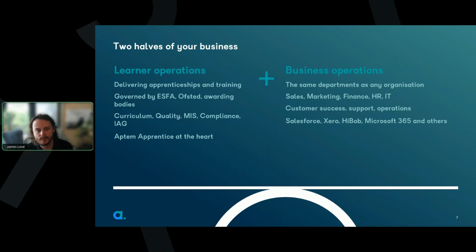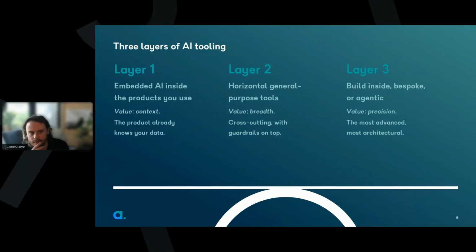When it comes to AI tooling, though, the question is identical in both. What does excellent look like and what supports it? I'm about to show you a kind of model that equally applies to both. Some of the examples I'll use are learner facing and some are business facing, but the principle holds either way. The model is quite simple.